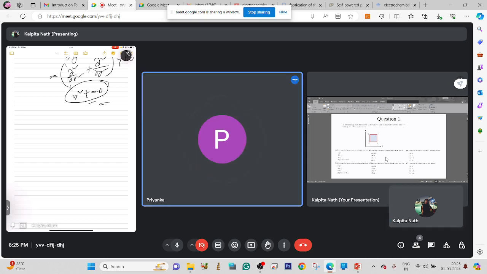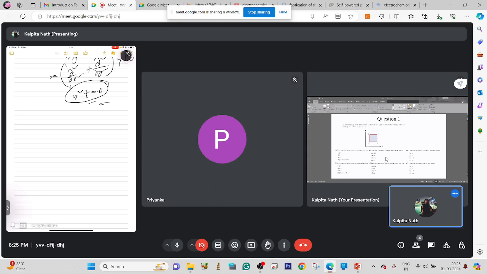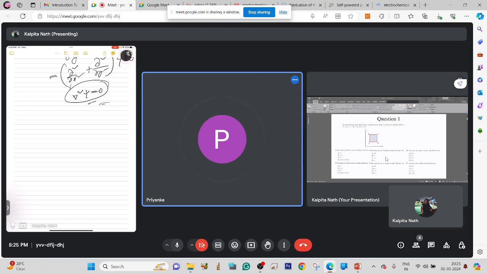Angular velocity. Angular velocity is half of alpha minus beta. So alpha is minus k and beta is also k. So minus k minus k will be minus 2k. So half of minus 2k means minus k.